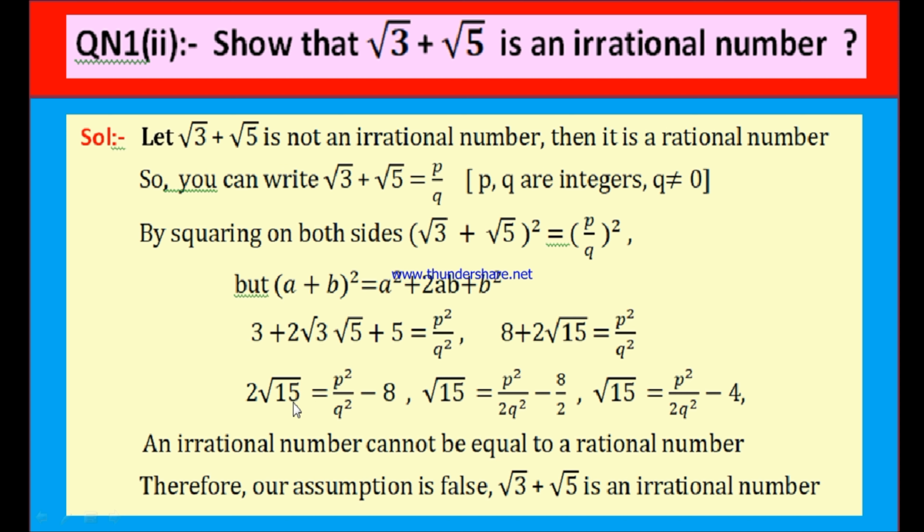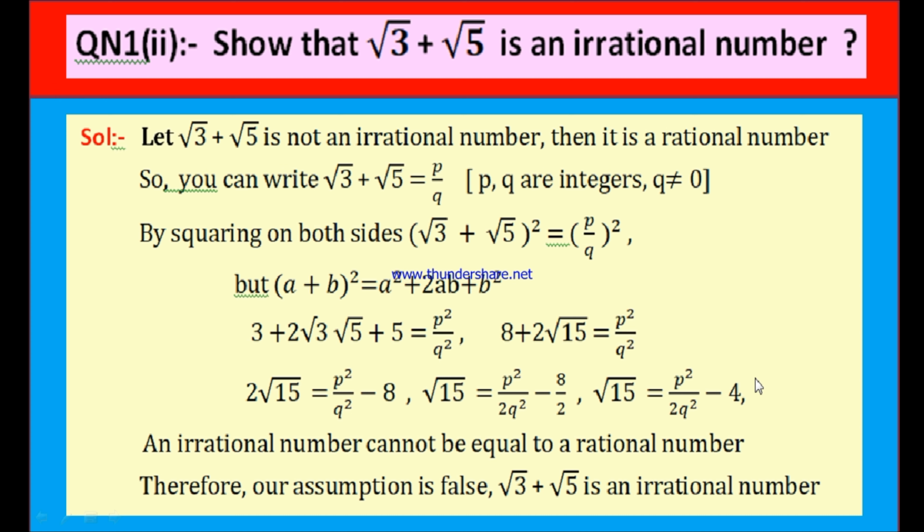And root 15 is equal to, divide both sides by 2. Root 15 is equal to p square by 2q square minus 8 by 2. That is, root 15 is equal to p square by 2q square minus 4. Here, we know that p and q are integers. Then p square is an integer, 2q square is also an integer. Now integer by integer is a rational number. Minus 4 is always a rational number.